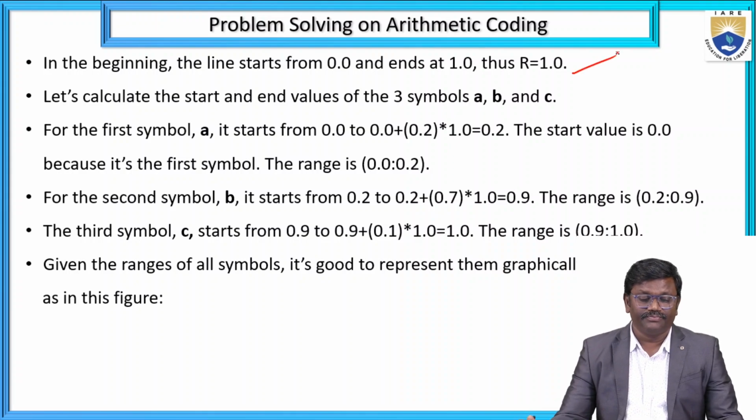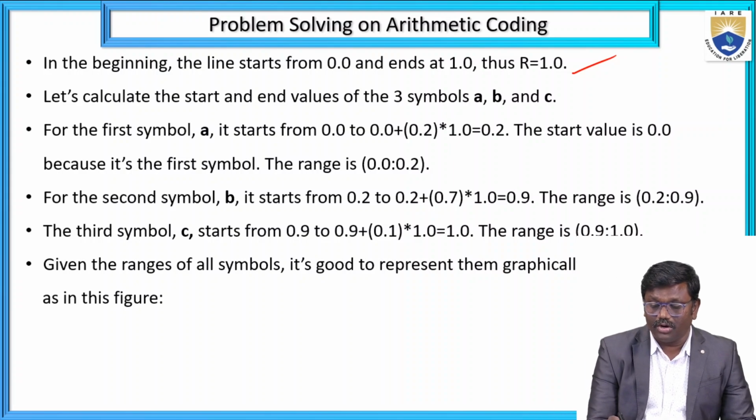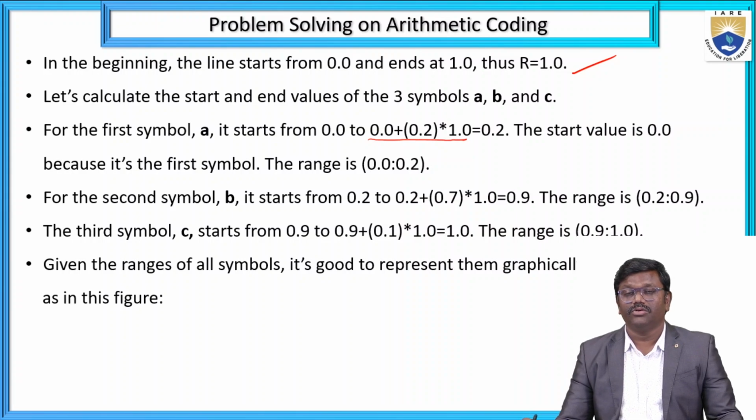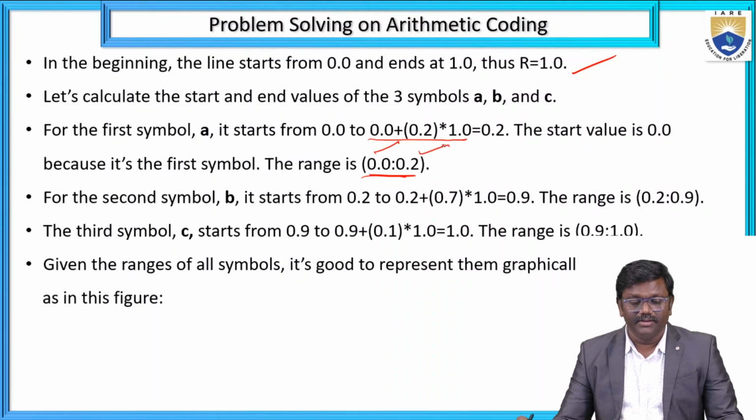This is clear. Let's calculate the start and end values of the three symbols A, B, and C. For the first symbol A, it starts from 0 and ends at 0 plus 0.2 times 1.0, according to the formula. Substituting the values, we get the start value 0 because it's the first symbol. The range is 0 to 0.2, so the end of A is the probability value 0.2.